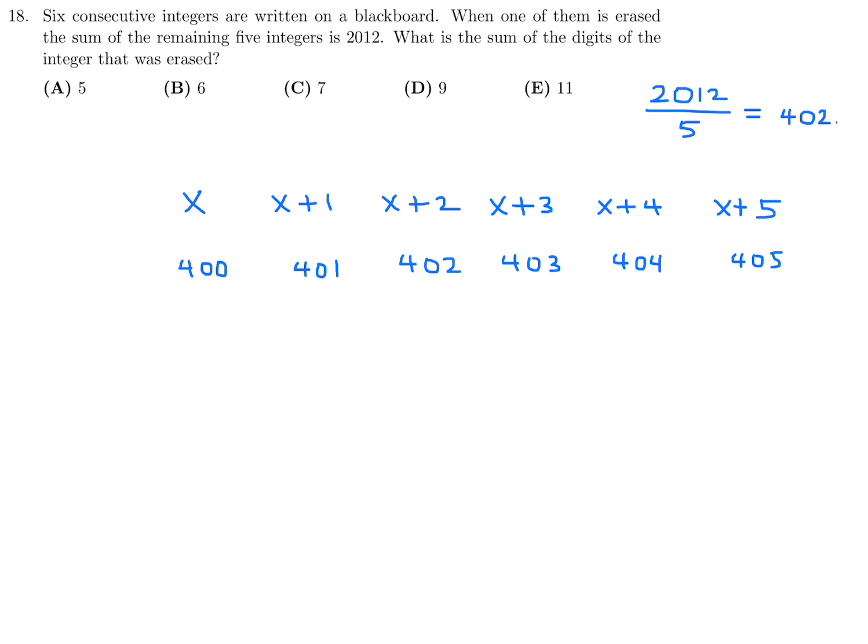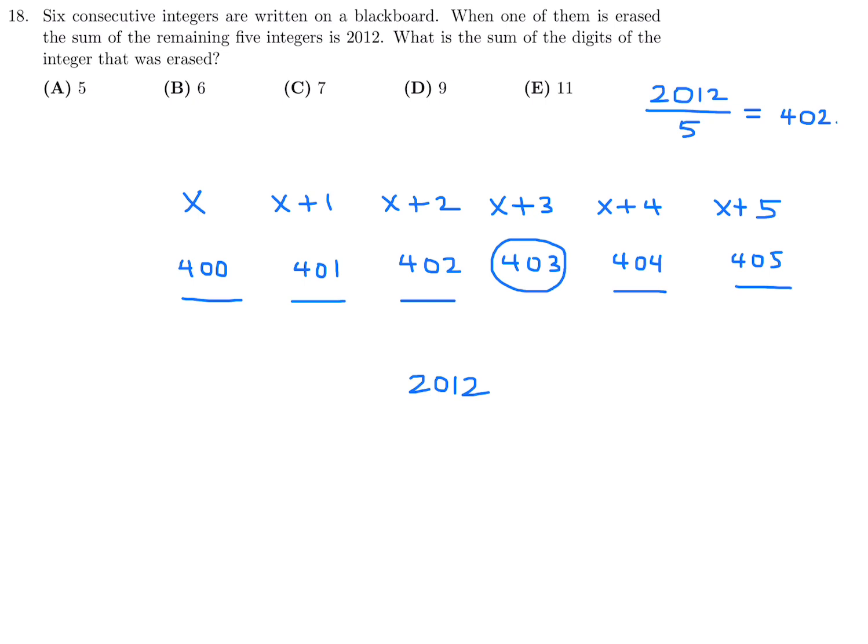And after you fiddle around with this, you'll notice that if you remove this guy, and then you add up 400, 401, 402, 404, and 405, you will get a sum of 2012. Okay, so that's all it is. There's no actual formula. It's just sort of a trial and error type of thing.